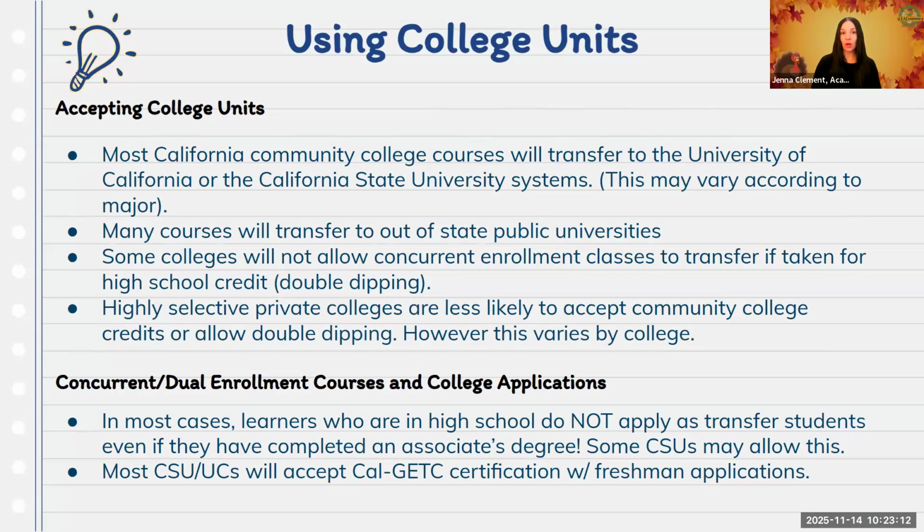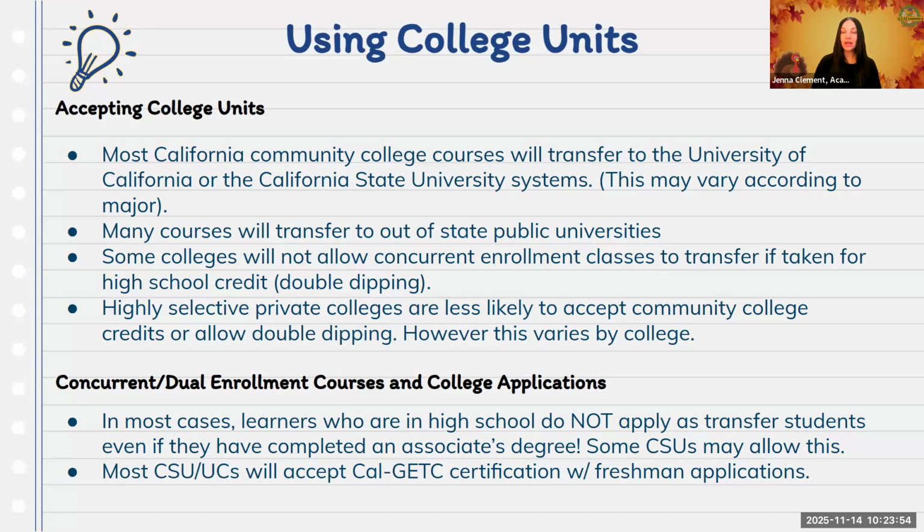So let's talk about using these college units. You can acquire quite a bit, especially if you do start in middle school. But you're going to be, again, starting that college transcript, acquiring college units. So what are those going to potentially be used for? So most California community colleges, the courses will transfer to the University of California or the Cal State system. Again, we're going to look for that indicator if it is CSU or UC transferable. A lot of these courses will also transfer to out-of-state public universities as well. We don't have any sort of internal indicator to let us know. You would just have to check each individual college that is out of state and see how they accept transfer credit.